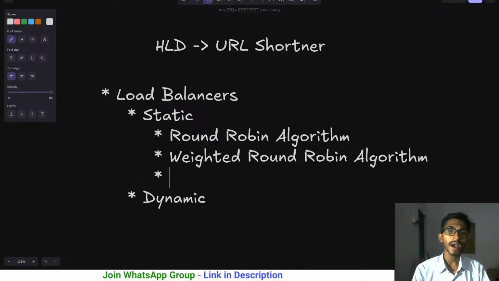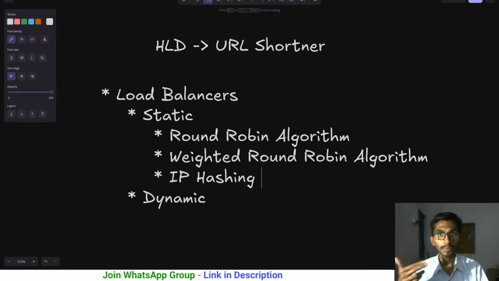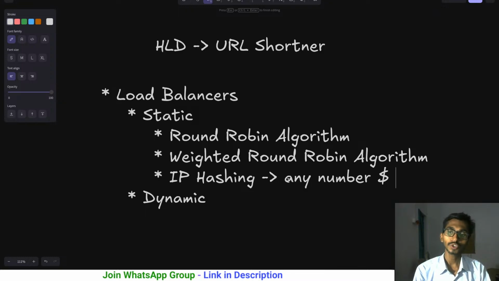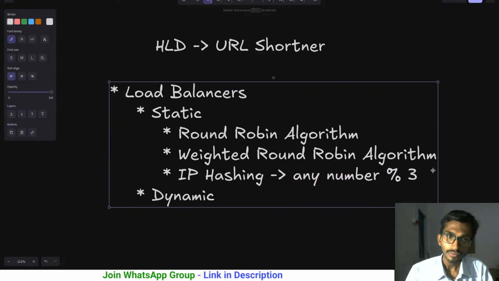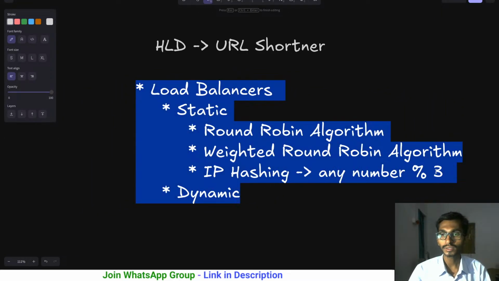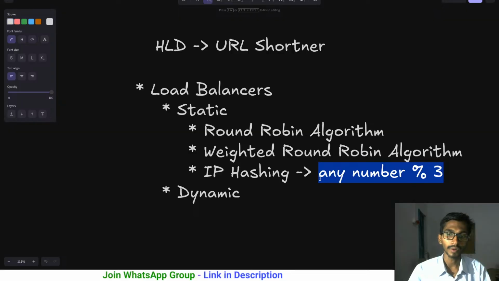And the last one is IP hashing. IP hashing means you get the IP address of that particular user and hash the IP, and you get a number, any number after hashing. Once you get that, you take the modulo by the number of databases that you have. So if I have 3 databases, I take the modulo using 3, and this way you get a remainder, and that remainder is the database number. The remainder can be anywhere between 0 and 3. So this is how it's going to go.